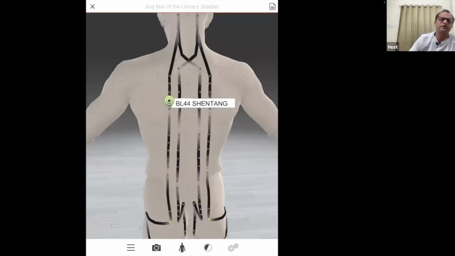So what did we do? We activated this point, did guasha, did cupping. We have done the guasha, we have done the cupping. At a time we are doing lymphatic cleansing. That's why it's very important.